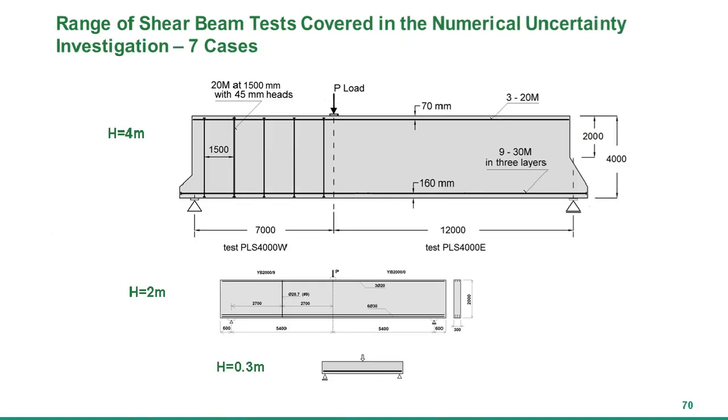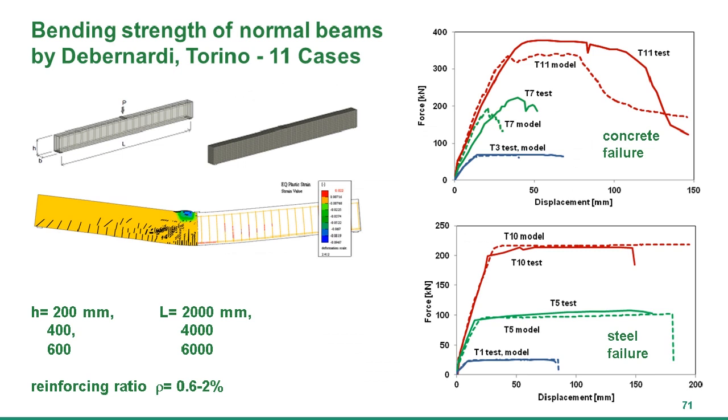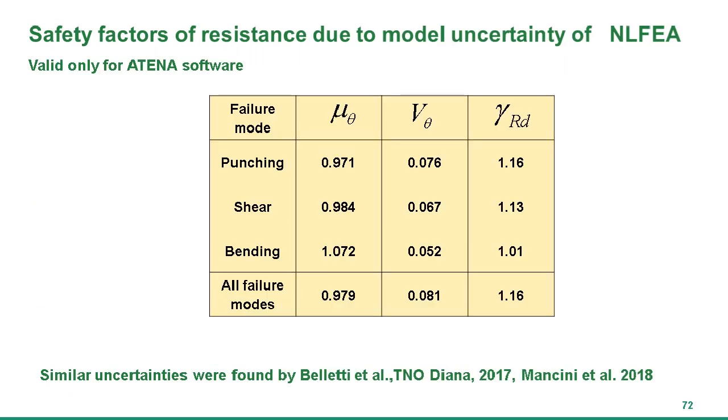But there were other beams also tested with different sizes. Important were also these bending beams, and they were quite interesting, giving a large representative range of problems. Some of them fail by reinforcement, some of them fail by concrete crushing. And this is, let's say, the result.